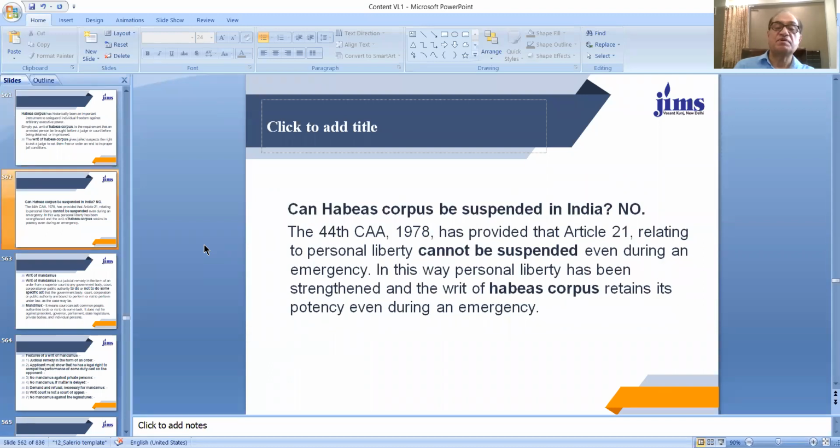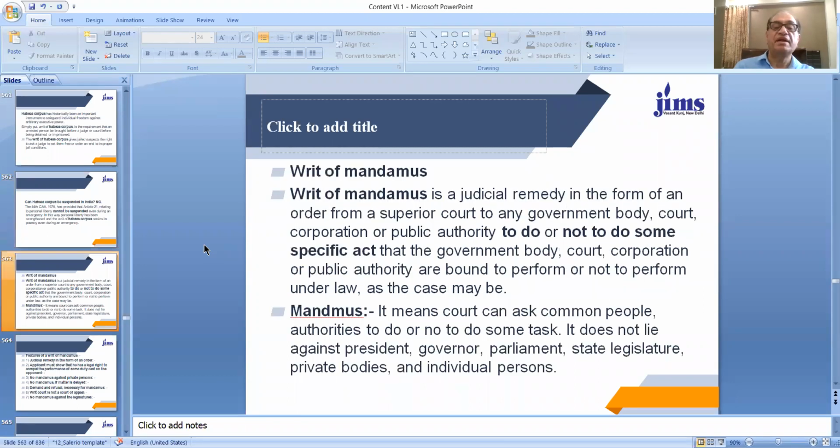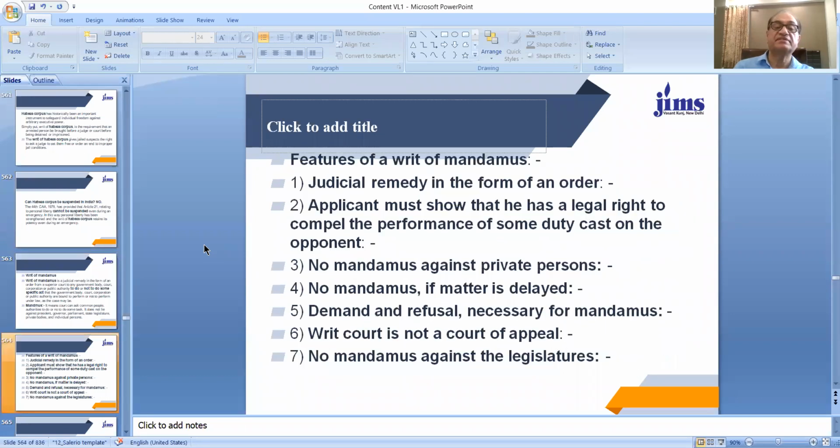Whether this habeas corpus can be suspended in India? No. The 44th Constitutional Amendment Act 1978 has provided that Article 21 relating to personal liberty cannot be suspended. Hence, the writ of habeas corpus cannot be suspended even during emergency. Mandamus, as you know, is to do or not to do some specific act.